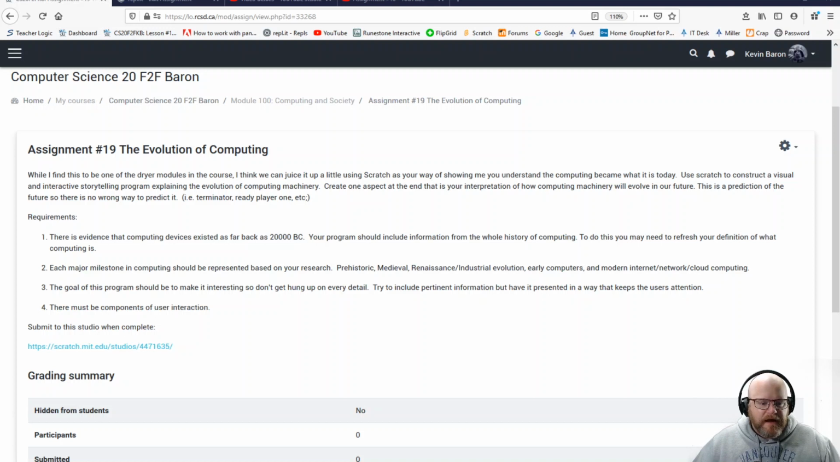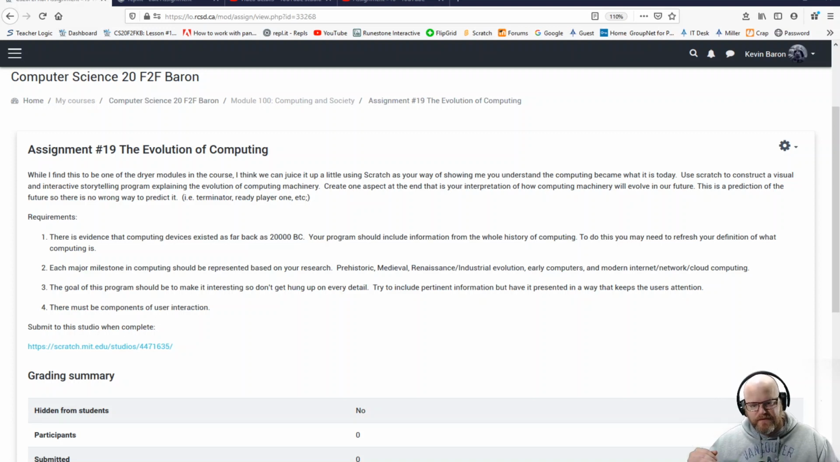Okay? The requirements. The evidence of computing devices extend as far back as 20,000 BC. So your program should include information from the whole history of computing. To do this, you need to refresh your definition of what computing is. Okay? So anything that kind of makes things easier, figures out math, technology, you can include that in there as computing.